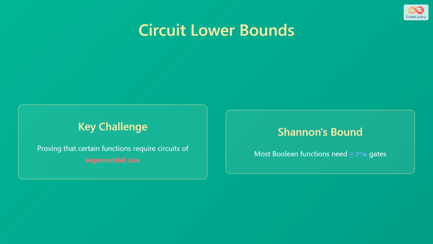One of the central challenges in circuit complexity is proving lower bounds. That is, proving that certain functions require circuits of exponential size to compute. Establishing such bounds is incredibly difficult, but crucial for understanding the inherent limitations of computation. Shannon's bound, for example, demonstrates that most Boolean functions require at least 2 to the power of n, divided by n gates, highlighting the vast complexity of Boolean functions in general.